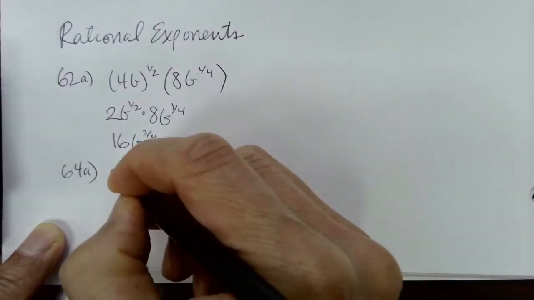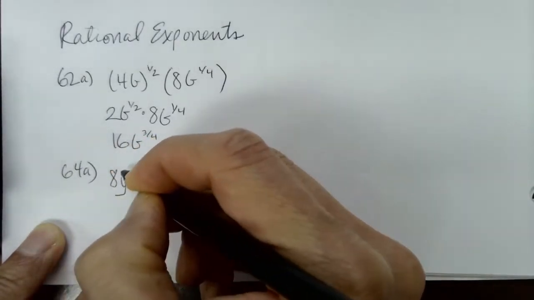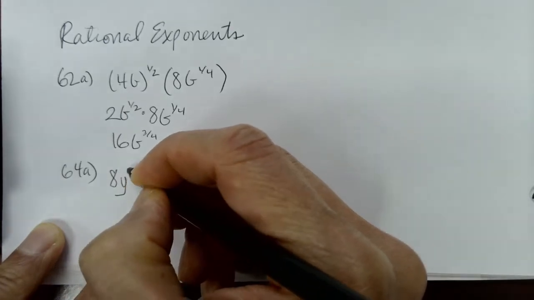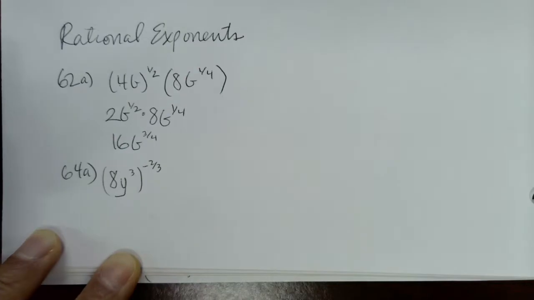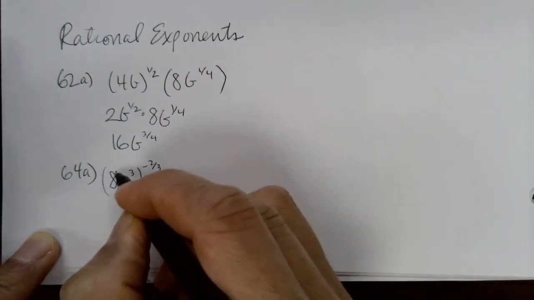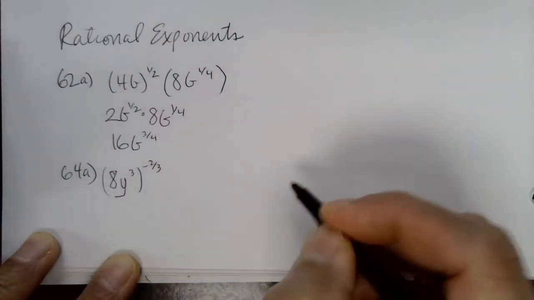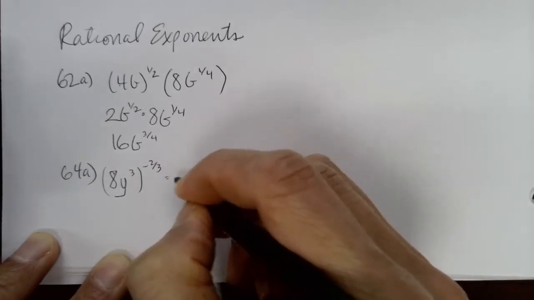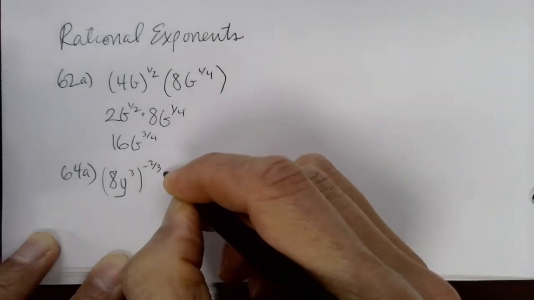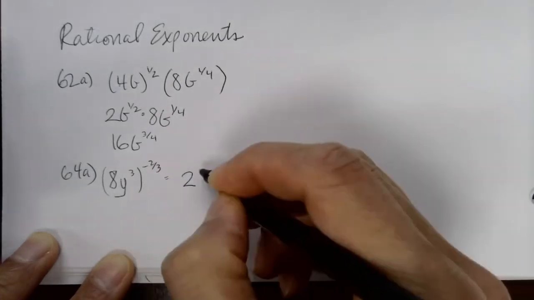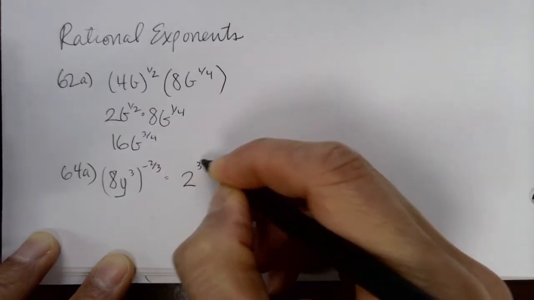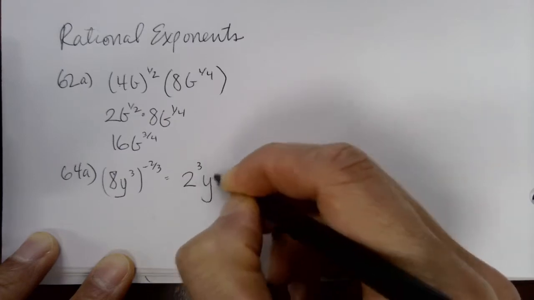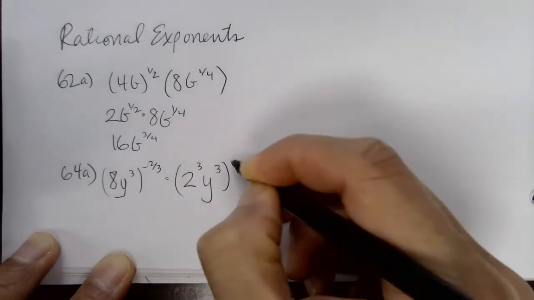Let's take a look at 64, also a, dealing with negative exponents. So we have 8y cubed to the negative 2/3 power. So why don't we rewrite 8 as 2 cubed? Since over here it looks like we're going to need a cube root. 2 cubed, which we could do later as well, but I'm going to do it now.